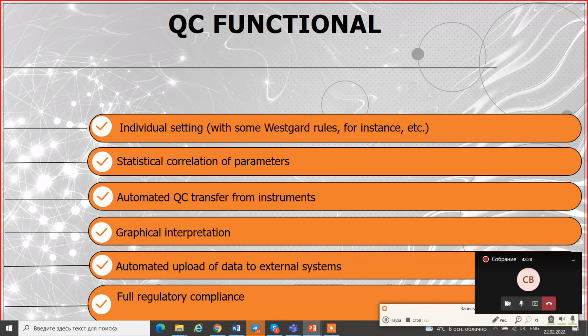It can also store the error logs from instruments, Levey-Jennings, and most important, the QC module the contractor gives you should be fully compatible with your regulatory requirements. What the higher instance actually demands from you, your QC module with the installation should be able to provide. And of course, upload to external services like Bio-Rad, Unity or EQAS and something like that.